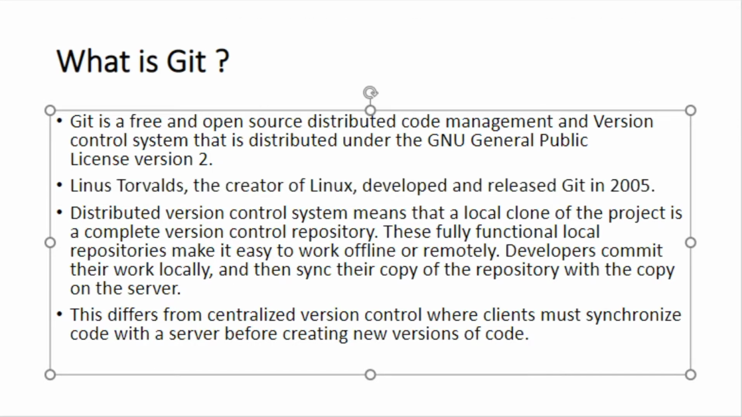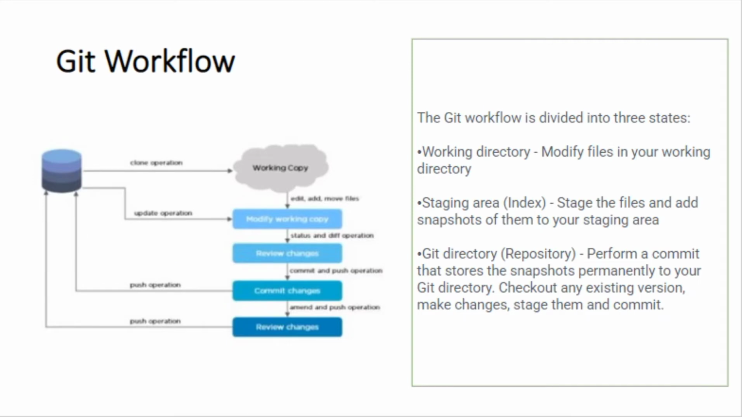Now we will see how the Git workflow basically works. As you can see in this diagram, the Git workflow is divided into three states. First is the working directory, another is the staging area, and third is the Git directory. In simple words, we can say this is the Git architecture. It's basically three states.